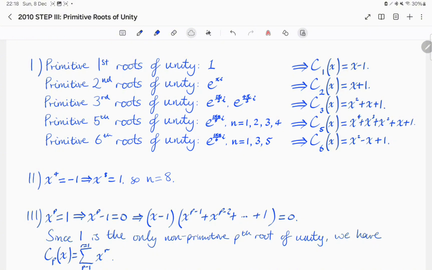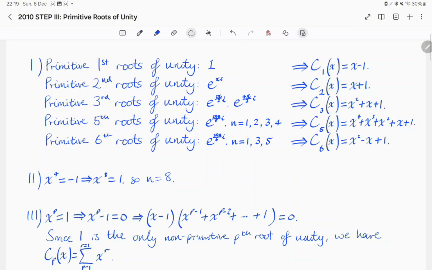Now we'll move on to part 1. The primitive first root of unity is just 1, and the primitive second roots of unity consist of just e to the i pi, which is equal to negative 1. The primitive third roots of unity are e to the 2 pi over 3 i and e to the 4 pi over 3 i. The primitive fifth roots of unity are e to the 2 pi n over 5 i, where n is equal to 1, 2, 3, and 4.